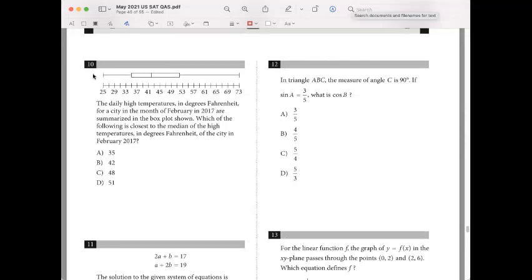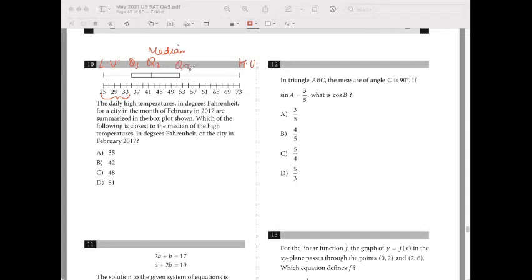So in a box plot, this first bar is the lowest value. This last bar is the highest value. In the box, this first bar is the first quartile, which means that 25% of the values are in this region between the lowest and first quartile. The second bar is the second quartile, which is also known as the median, which means that 50% of the values are below the median and 50% above the median.